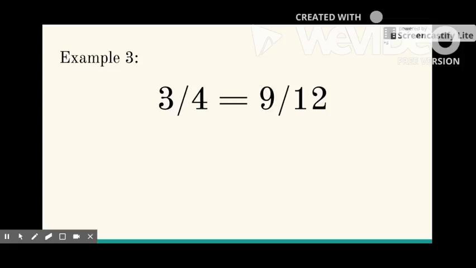Our last example is 3 over 4 equals 9 over 12. To see if our fractions are equivalent, find a common denominator. To get the denominator 12, you have to multiply the denominator 4 by 3. Since you multiply the denominator by 3, you would have to multiply the numerator by 3. So if you multiply the numerator and denominator by 3, then your final answer would be 9 over 12. Therefore, these fractions are equivalent.